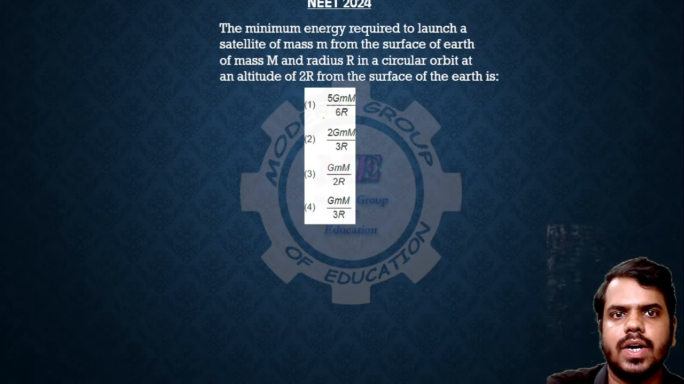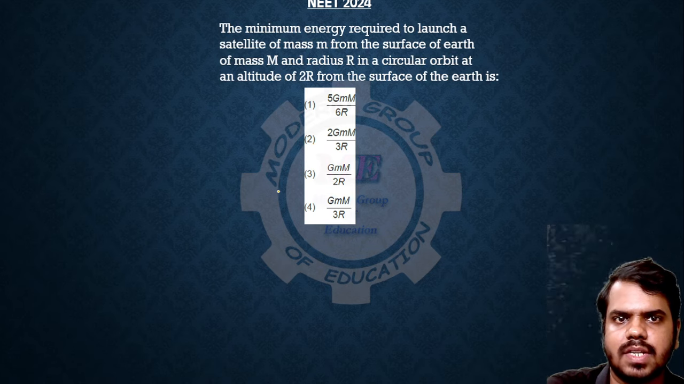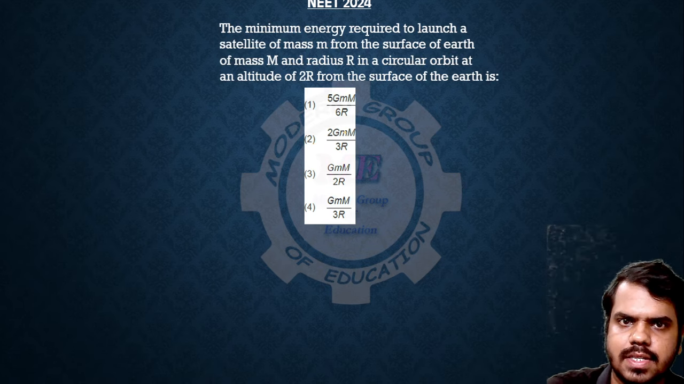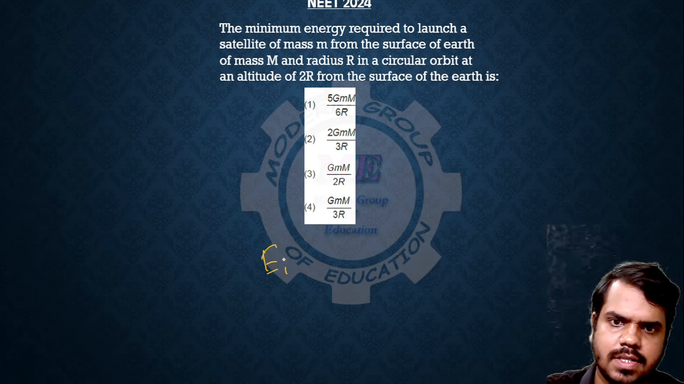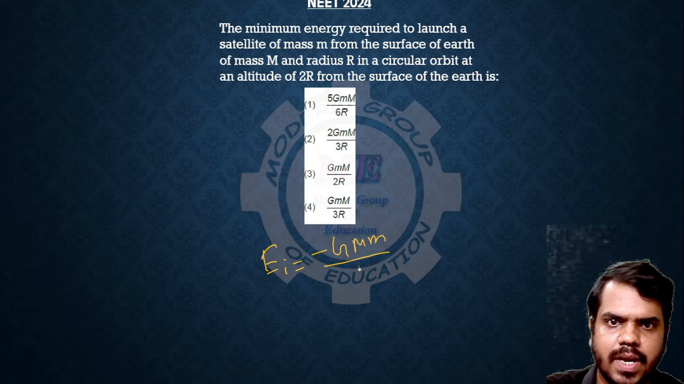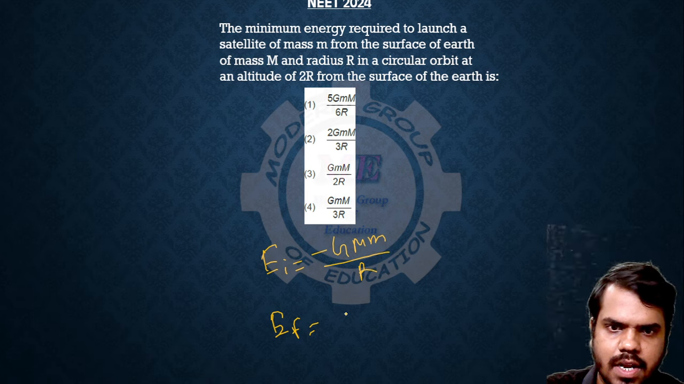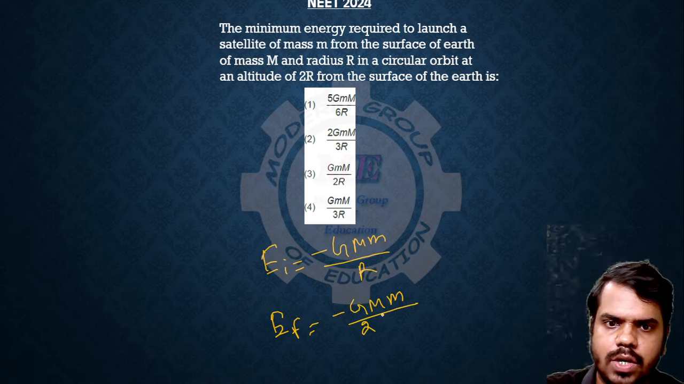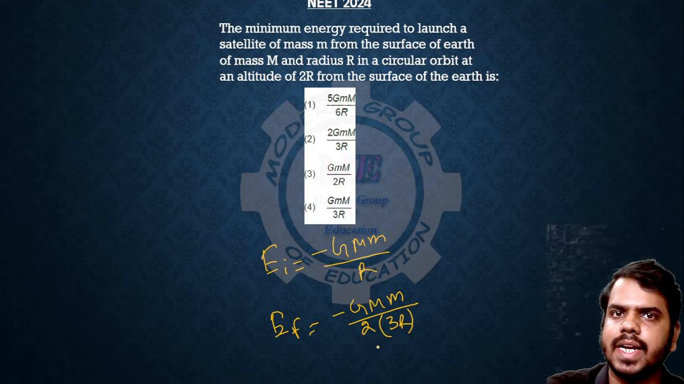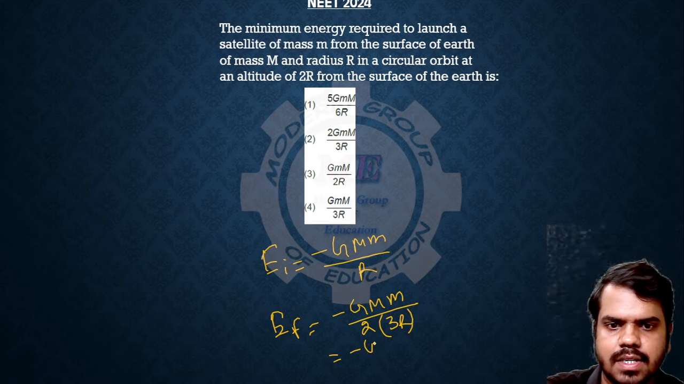The minimum energy required to launch a satellite of mass m from the surface of earth of mass M and radius R to a circular orbit. First of all, at the surface of earth, this is the initial energy, only the potential energy, minus GMm by R. Okay, but in the final, at the distance 3R, it will be GMm by 2 into 3R. Now GMm by 2r is the binding energy, so 2 into 3R, that means GMm by 6R.